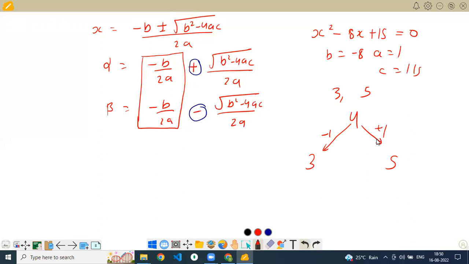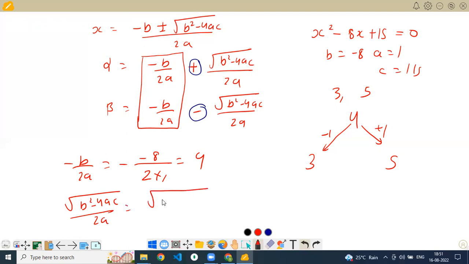Yes, sir. Okay, so let's see here. What is minus b by 2a? Minus minus 8 by 2 into 1, is it 4? Yes, sir. Then that other thing will be 1: square root of b square minus 4ac upon 2a, square root of 64 minus 4 into 15 divided by 2, 64 minus 60, square root of 4 by 2, which is 1.